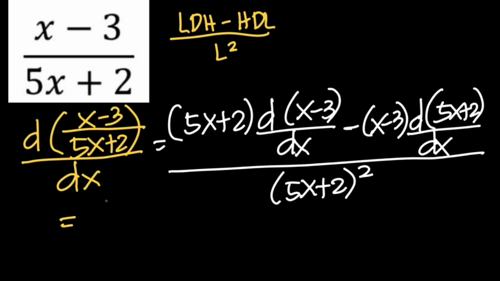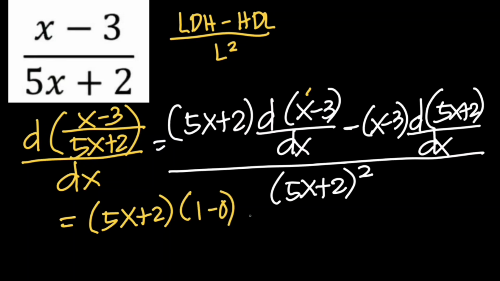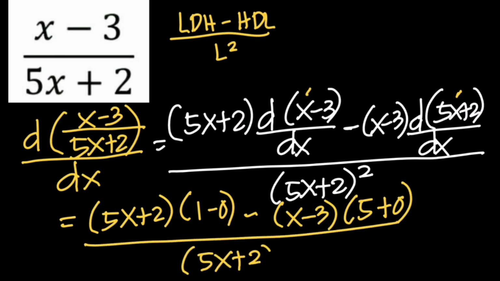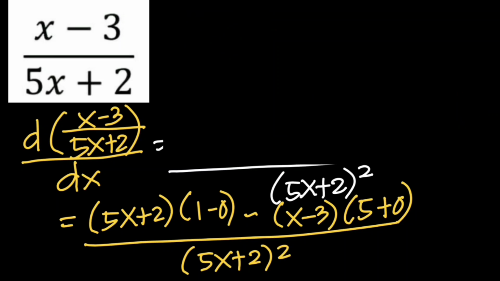Then we simplify this. We have 5x plus 2 times the derivative of x minus 3. The derivative of x is 1, minus the derivative of 3 is 0. Then minus x minus 3 times the derivative of 5x plus 2. The derivative of 5x is 5, plus the derivative of 2, which is a constant, so that is 0, all over 5x plus 2 squared. Okay, and then let's further simplify this.